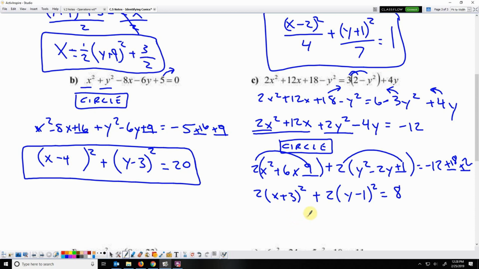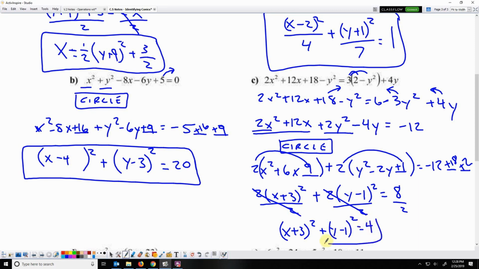Okay, now in a circle, I need these coefficients to be 1, so I'm going to divide every term by 2, cancel those out, and I've got x plus 3 squared plus y minus 1 squared equals 4.